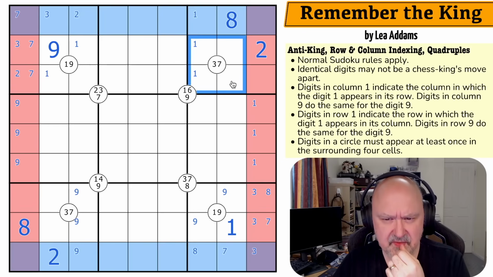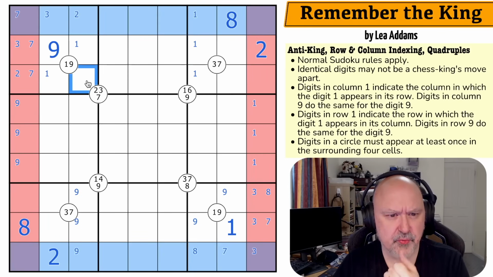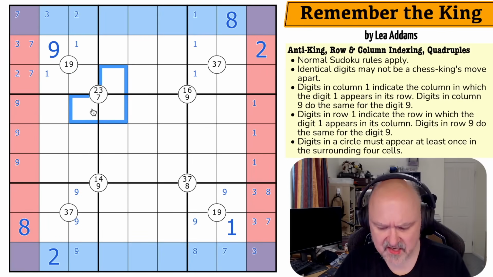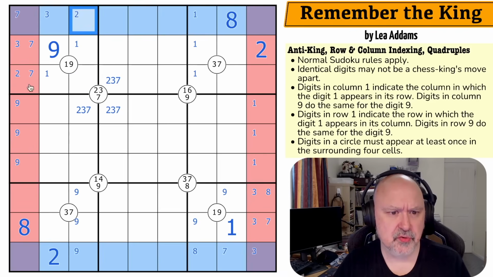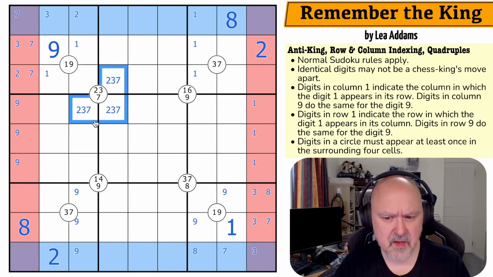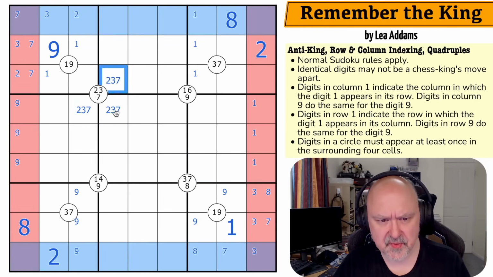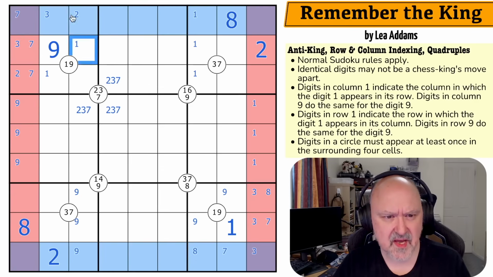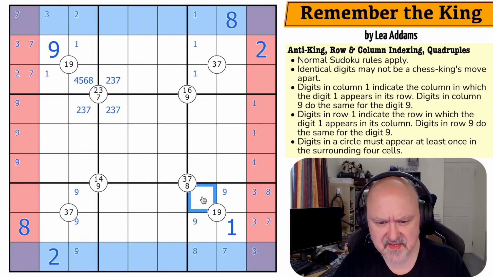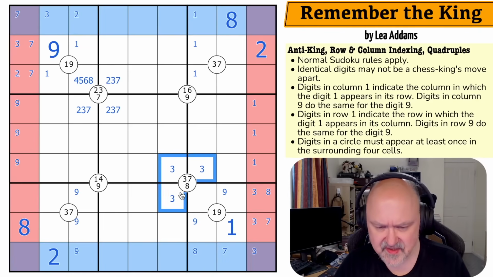Does that mean I could put something in here? This can't be 2, 3, or 7. So these are 2, 3, and 7. Because I can't put 2, 3, or 7 in here because of the... And I can't put 3, 7, or 8 in because of the way that these have worked out. This can't be 1, 2, 3. It could be 4, 5, 6, or 8 only. And this can't be 3, 7, or 8 because of 3, 7, and 8. So this is 3, 7, 8.